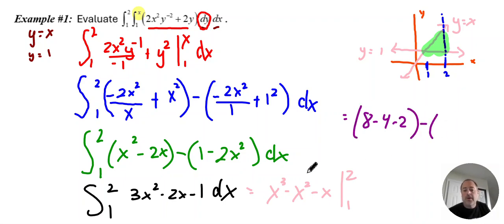Subtract from that, we get 1, minus 1, minus 1. And when all is said and done, we get an answer of 3. Okay? So hopefully that makes sense to you guys, and we're going to go ahead and look at another problem.